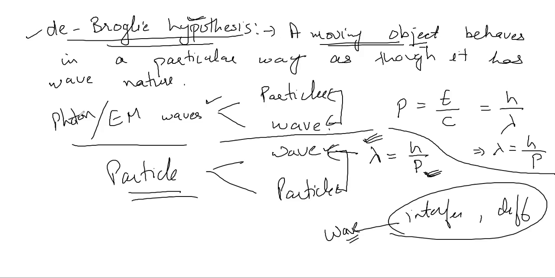This is another point. Now, how do we know when we have to apply quantum mechanics, or when we can switch to classical mechanics? How do we decide that? If we talk about this wavelength associated here, which we said lambda is equal to h over p.